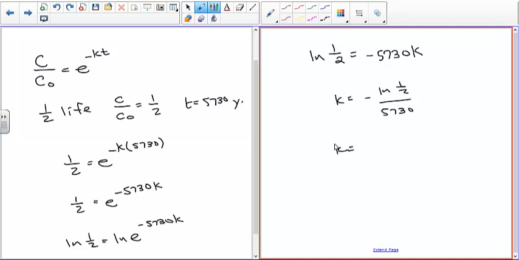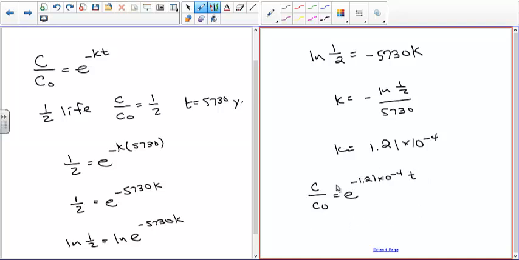And if you do that, we get negative the natural log of a half divided by 5,730. And my calculator says 1.21 times 10 to the minus 4. So that's our k value, so we can put it back in. C over C0 equals e to the minus 1.21 times 10 to the minus 4 t.